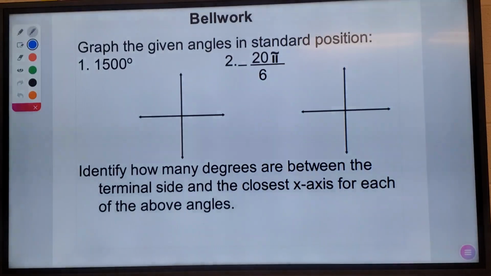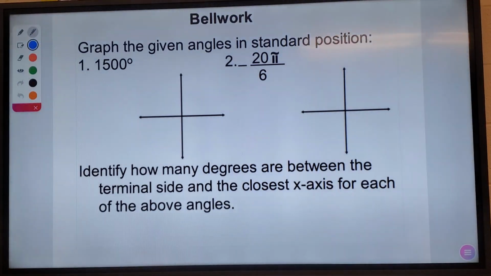All right, for the purpose of this video, we're going to talk about reference angles. To start this off, let's look at the bell work. Again, the bell work is going to look at previous material that we've talked about that will lead up to the discussion of a reference angle.